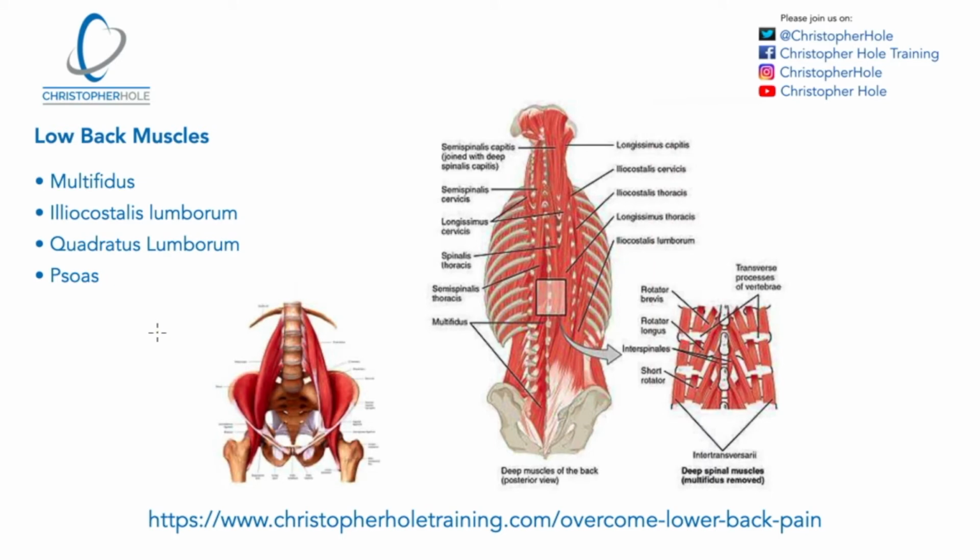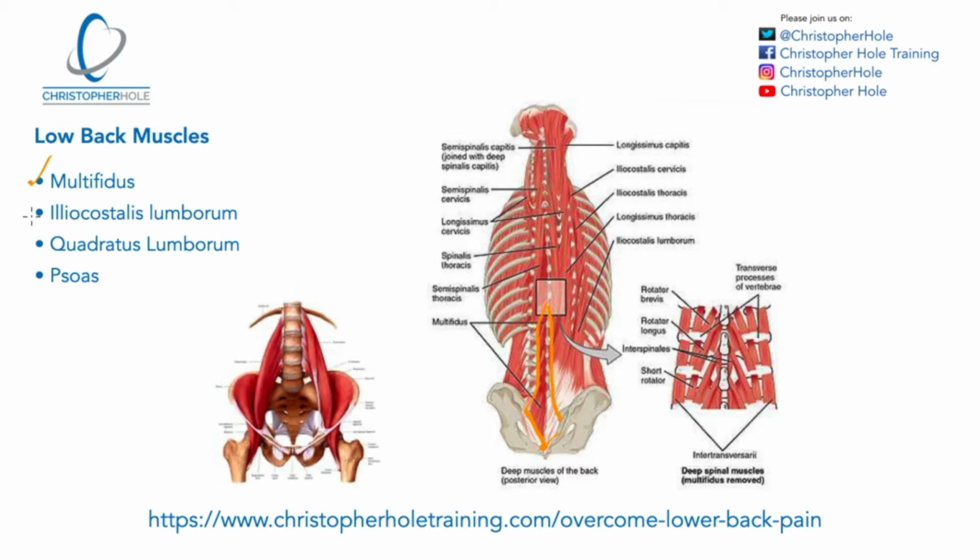Here are 4 muscles that are potentially involved in your tight lower back. We're going to start with multifidus, which goes from the base of the pelvis, which covers the sacrum here, all the way up the lumbar vertebrae in towards the ribs. And obviously this will be the same on the other side as well.